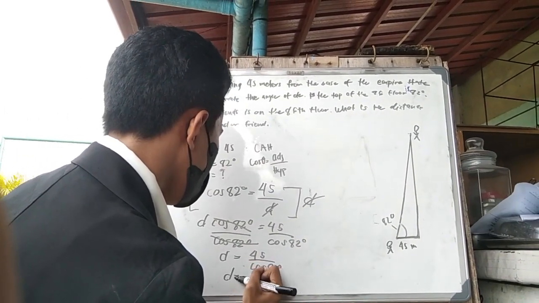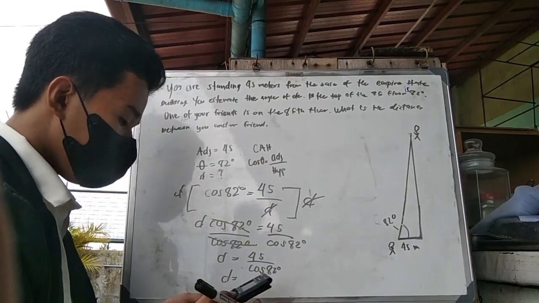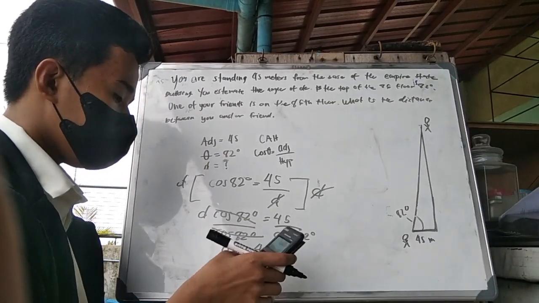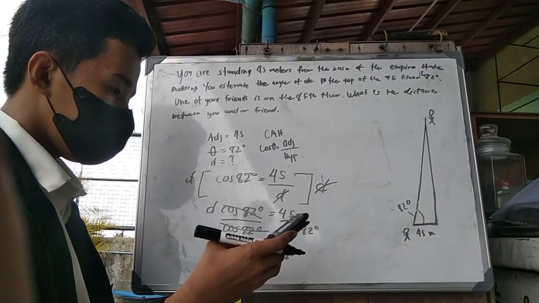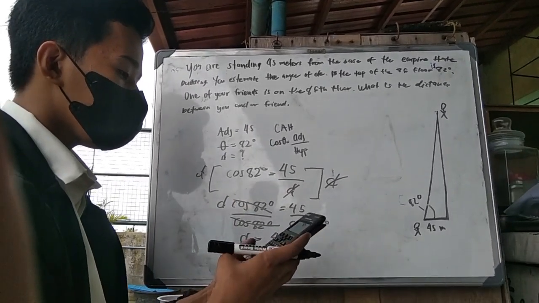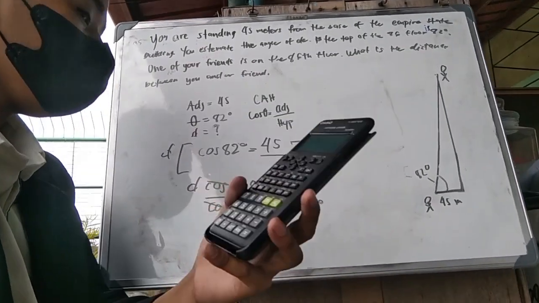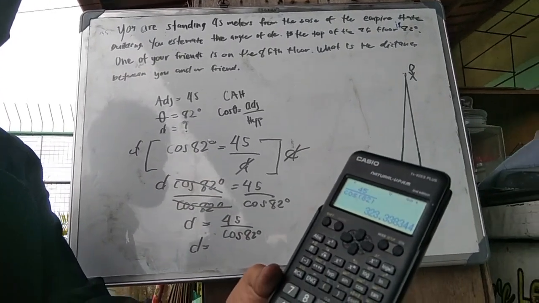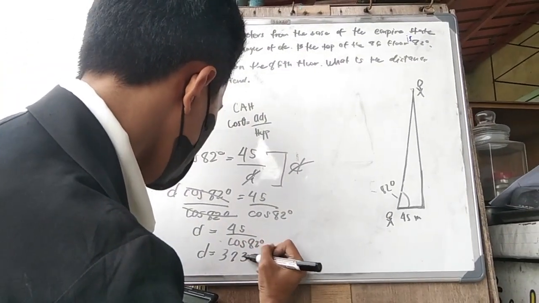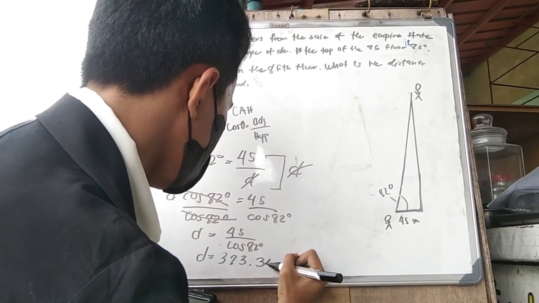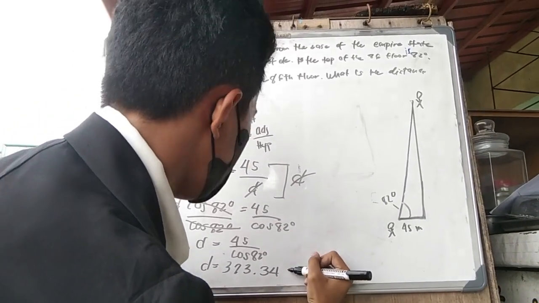To find the answer, we simply type it into our scientific calculator, which is 45 over cosine 82 degrees. So our answer is 323.338, or 323.34 meters.